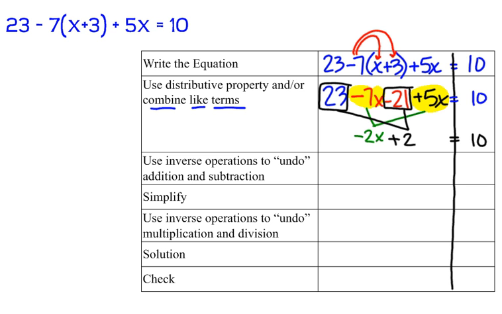But now I have an equation that looks just like all the two-step equations that I've been working on. Negative 2x plus 2 equals 10. I'd like you to finish solving this two-step equation, and please make sure you do this final step of checking your solution. That will tell you immediately if you've solved it correctly.